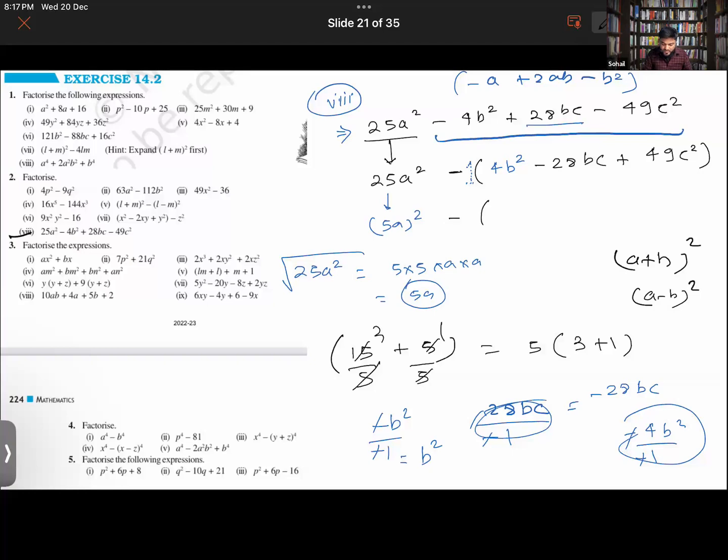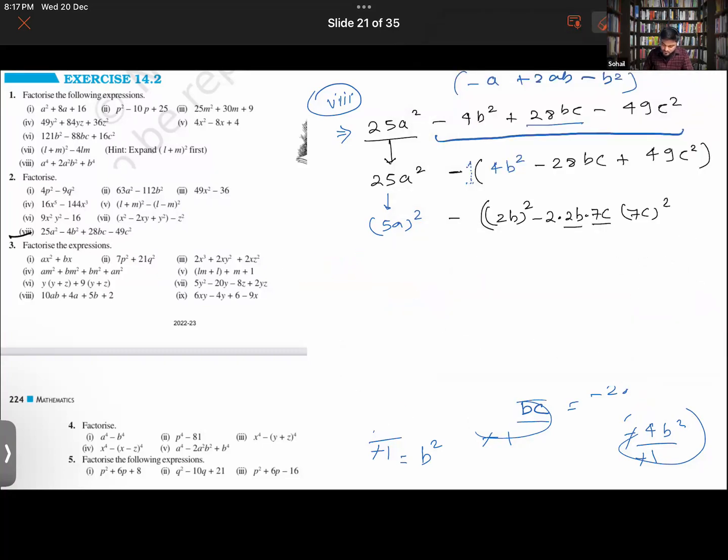And now look at inside the bracket. Now we look inside the bracket. So this can be written as 2b whole square. This can be written as 7c square. And this can be written as minus 2 times 2b times 7c. Getting it, everyone?